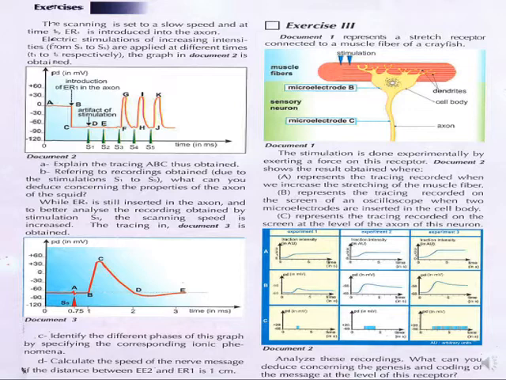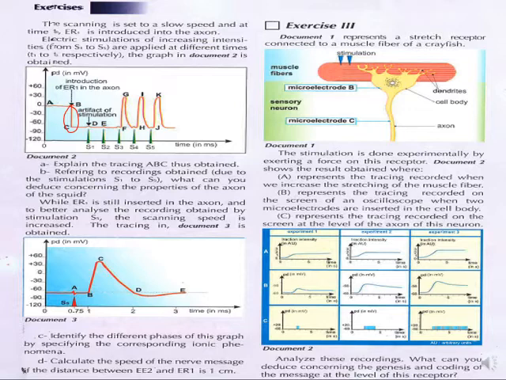When ER1 is introduced inside the axon, tracing BC, a potential difference is obtained and it is equal to minus 70 millivolts. So this means that the interior of the axon is more negatively charged compared to the exterior, and the difference is equal to minus 70 millivolts. Due to the absence of stimulation, tracing BC corresponds to the resting potential.